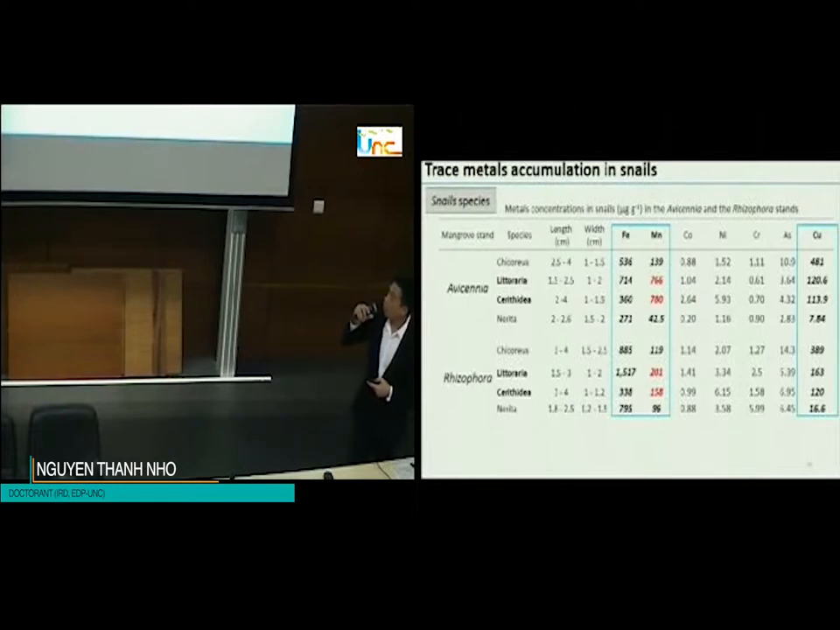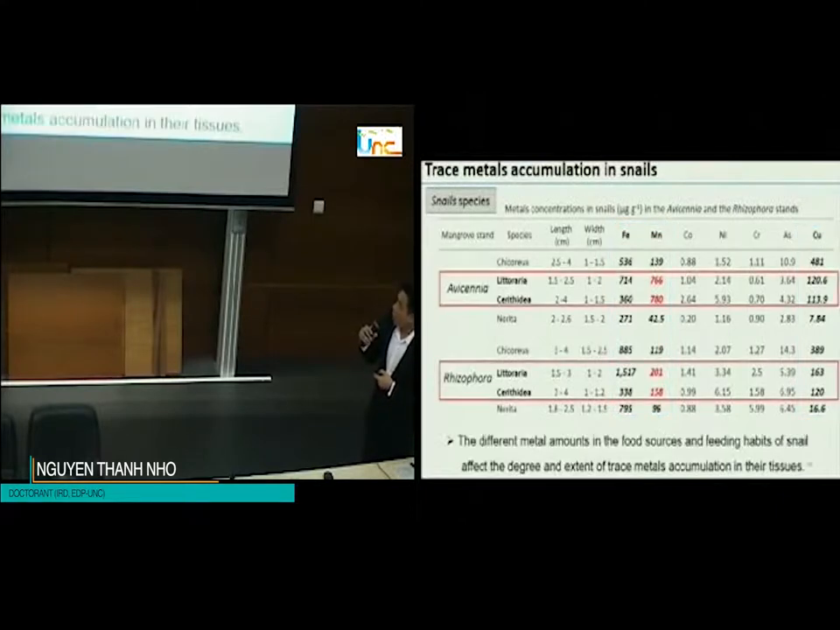This table presents the mean trace metal concentration in different snails in the Can Gio mangrove. Whatever the snail species, we can see iron, manganese, and copper are more abundant in concentration than other trace metals. And notably, Littoraria and Cerithidea presented higher concentrations in the Rhizophora than in the Avicennia, with the exception of manganese and cobalt. We suggest that the different metal amounts in the food source and the feeding habits of snails affect the degree and extent of trace metal accumulation in their tissue.